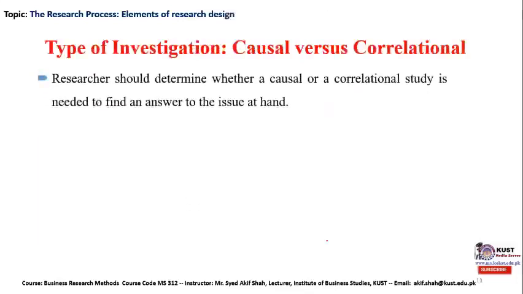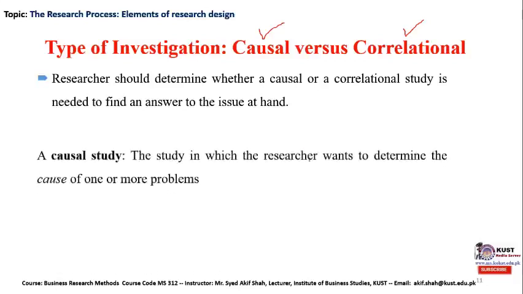Now let's discuss the second research design element, which is known as the type of investigation. Here we have two kinds of study nature. One is known as the causal relationship and the second one is known as the correlational study. Researchers should determine whether the particular problem or phenomenon under study belongs to a causal study or a correlational study is needed to find an answer to the issue at hand, and it must be clear to the researcher.